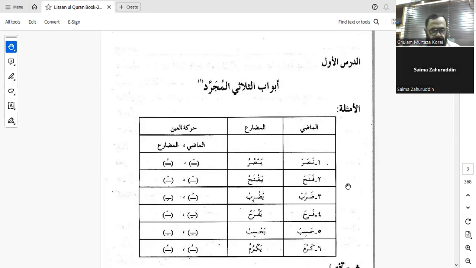Okay, very good. So we have six chapters, and above Thulathi Mujarrad, there is a fail. When we talk about Nasara, it means one person, a singular male, helped someone in the past, right? Is that clear?